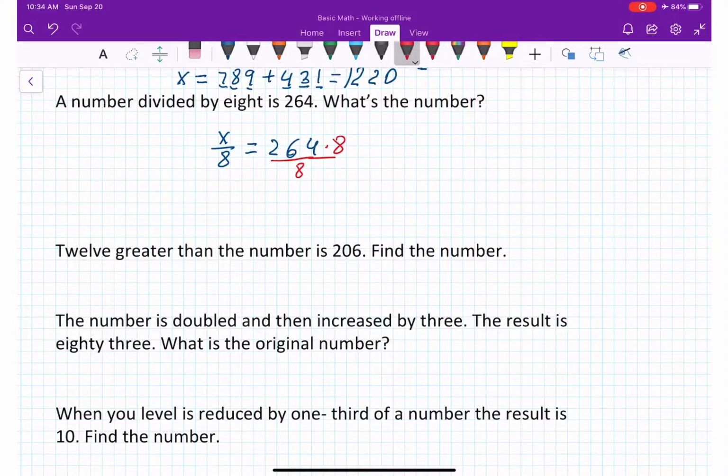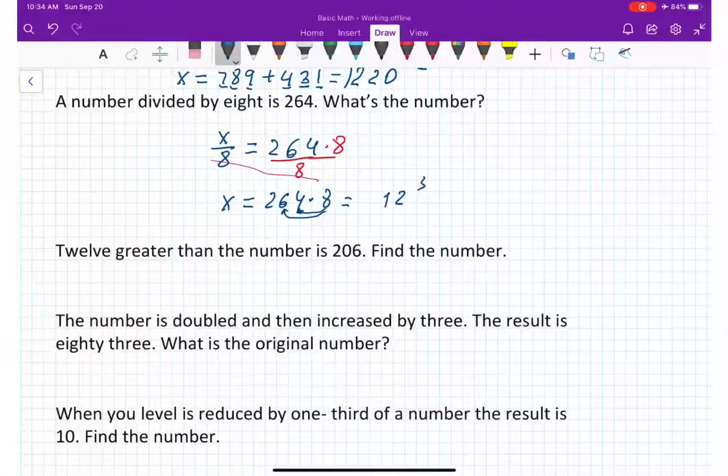So once we have 8 and 8, I'm dropping this, and my x is equal to 264 times 8. Well, let's multiply. 8 times 4 is 32, 3 in mind. 8 times 6, 48, and 3, 51, 5 in mind. 8 times 2 is 16, and 5, 21. So the number is 2112.